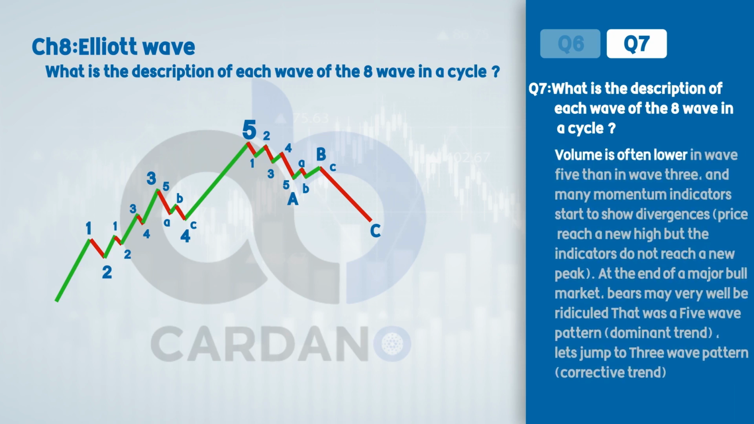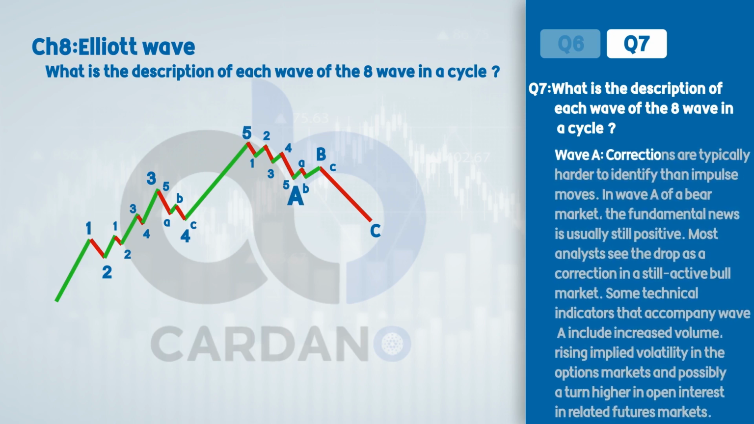Volume is often lower in Wave 5 than in Wave 3, and many momentum indicators do not reach a new peak. At the end of a major bull market, bears may be very ridiculed. That was a 5-wave pattern, dominant trend. Let's jump to the 3-wave pattern, corrective trend.